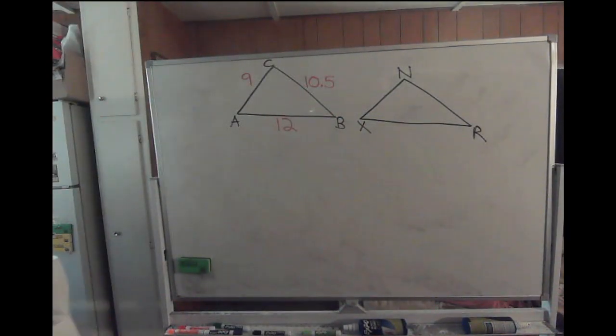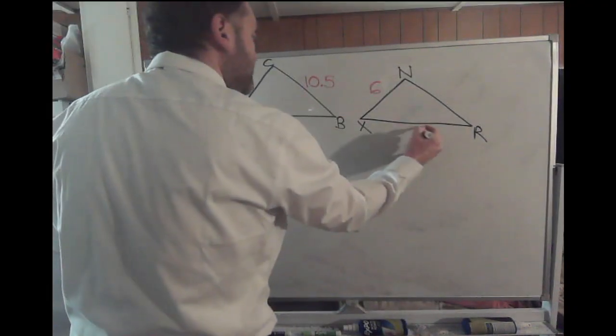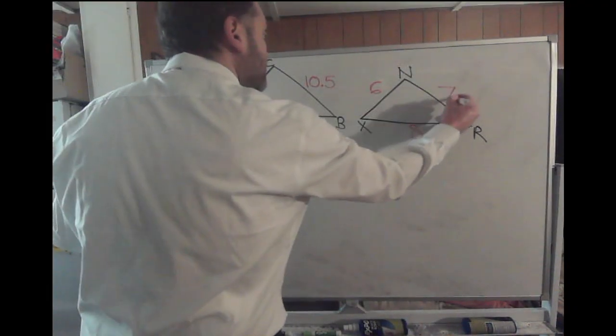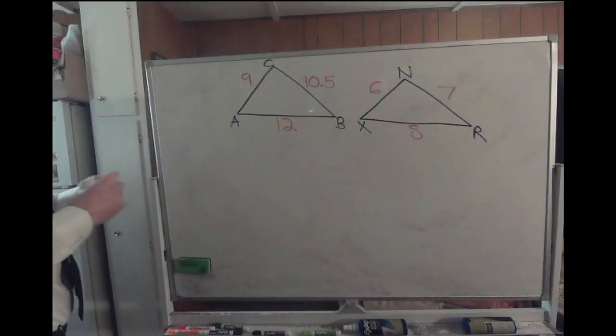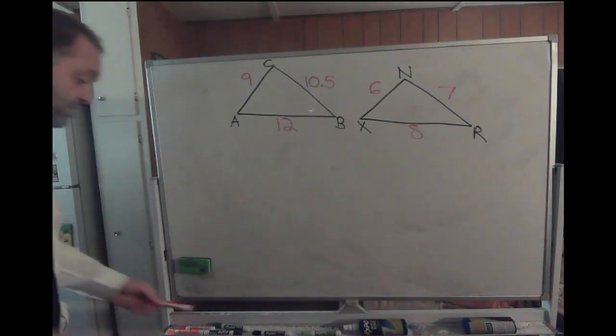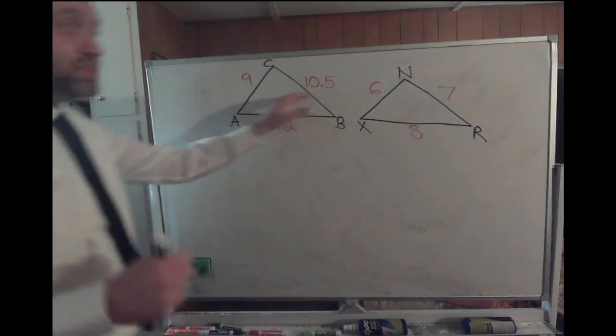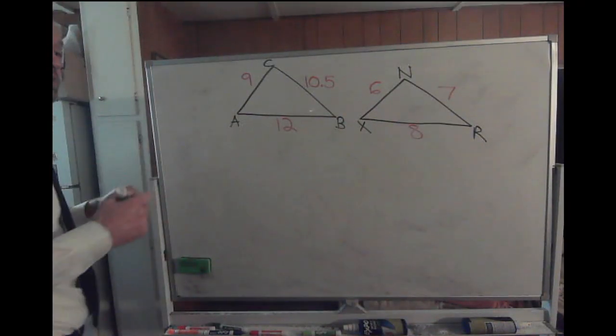How about the next triangle? 6, 8, and 7. All right. So we have two triangles. We are given information about the three sides. And it looks like none of them are flipped. They're all standing in the same respective positions.